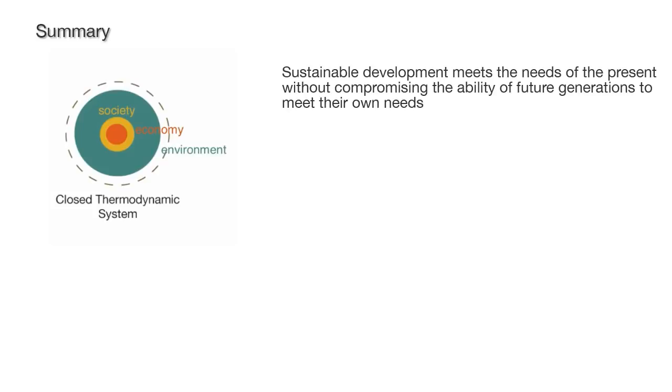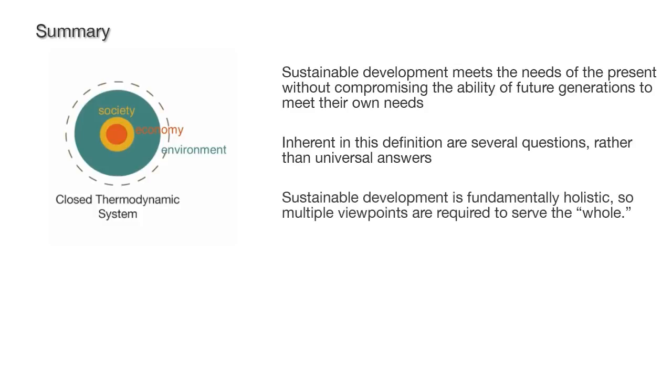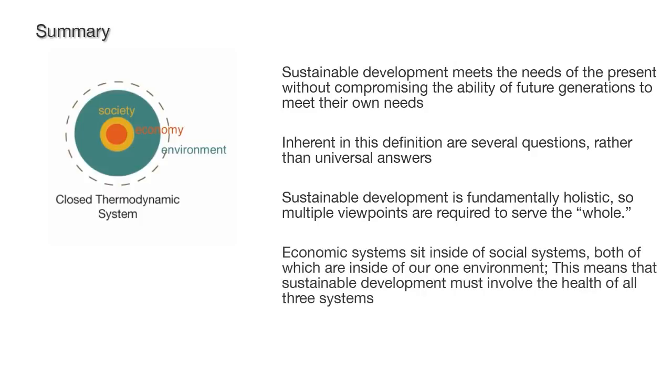Sustainable development meets the needs of the present without compromising the ability of future generations to meet their own needs. Inherent in this definition are several questions rather than universal answers. Sustainable development is fundamentally holistic, so multiple viewpoints are required to serve the whole. Economic systems sit inside of social systems, both of which are inside of our one environment. This means that sustainable development must involve the health of all three systems.